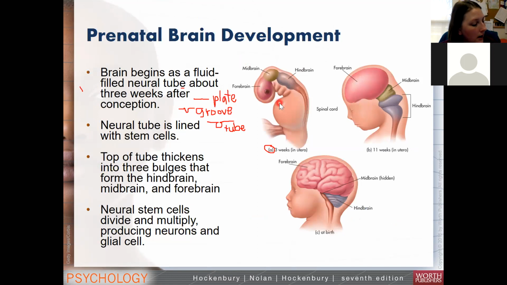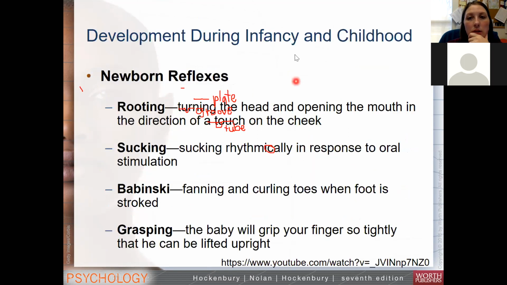So let's see here. Now let's move to birth. Okay, so now we've looked at brain development and we've seen how that works. Oops, let's go ahead and clear this off.